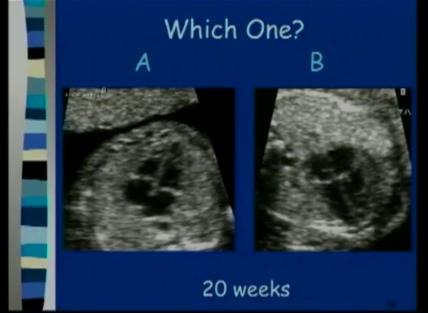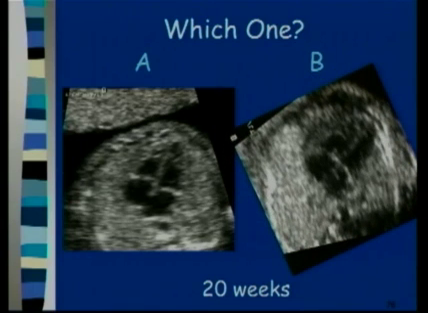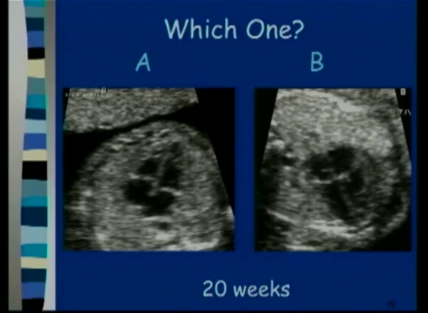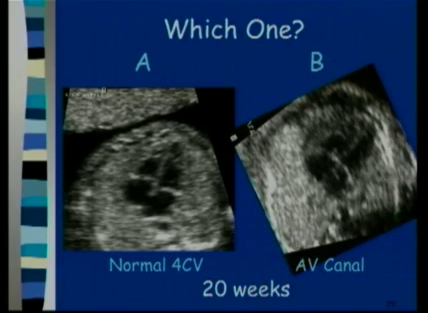Okay, these are four-chamber heart views. And I'm going to take B and rotate it for you so it's in about the same orientation. So A turns out to be normal, and B turns out to have an AV canal. And the main finding here is that the AV canal is a single valve that is at the same level, whereas in a normal four-chamber heart, there's an offset between the two valves, the tricuspid valve and the mitral valve.